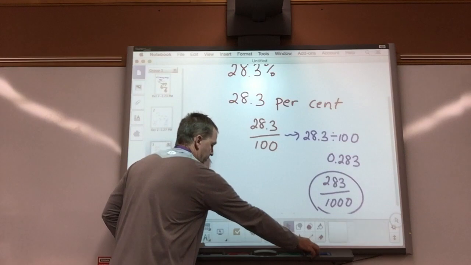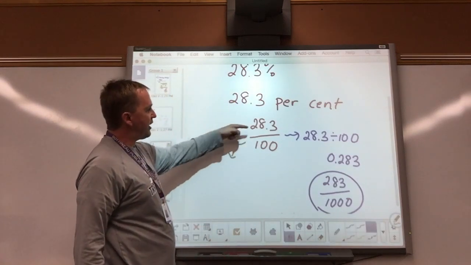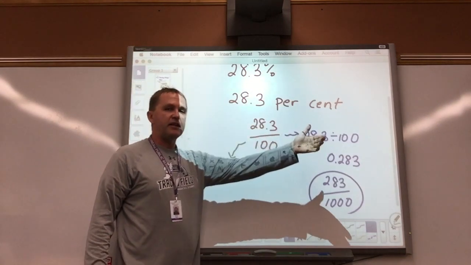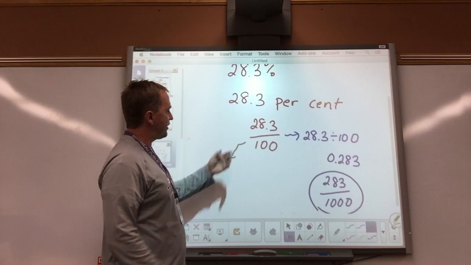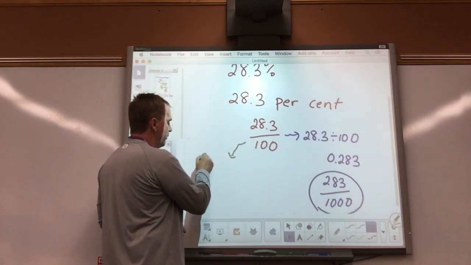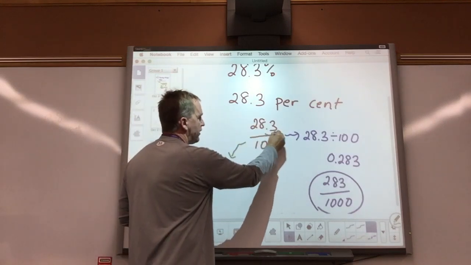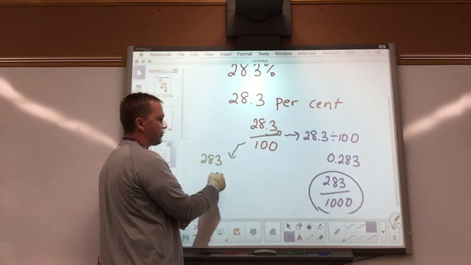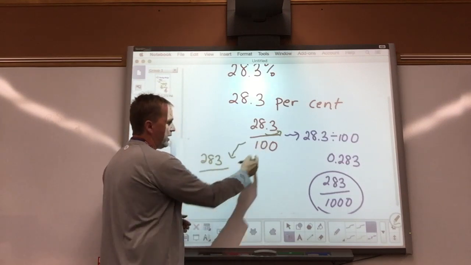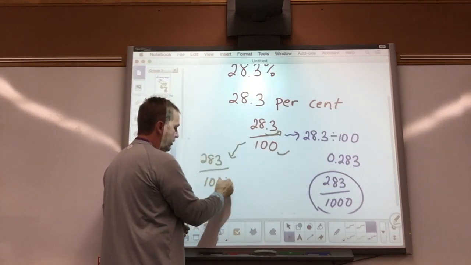Let's look at what would happen if we did this by hand. Well, if we did this by hand, the problem is that we have a decimal up here. If I want to slide that decimal one spot to the right, I could say to myself, I'd really like to multiply the top by 10. So if I multiply the top by 10, that moves the decimal one spot to the right, which gives me the number 283. I'm allowed to do that as long as I also multiply the bottom by 10.